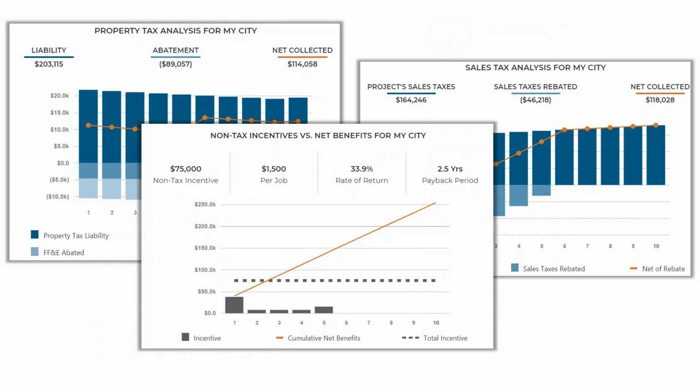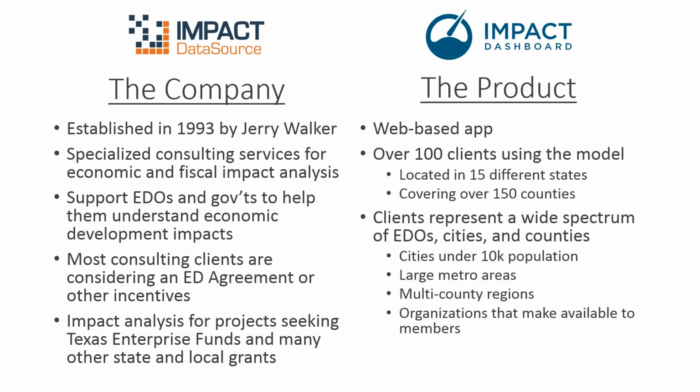But before we go any further, let me just back up for a minute. Again, my name is Paul Shurin. I'm an economist with Impact Data Source. My partner, Jerry Walker, started the company in 1993. So as a consulting company, our company has over 25 years of experience. We're really specialized in economic and fiscal impact analysis, supporting these economic developers and governments in understanding the impact from economic development projects. And most of our studies involve some sort of economic development agreement, so it's important to model that in as well.